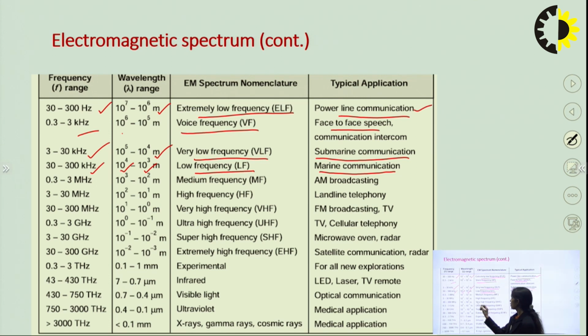Now come to the medium frequency range, which ranges from 0.3 to 3 megahertz, and it has great applications in AM broadcasting. From the foundation of this frequency range, basically the communication is going to start. So in this frequency range we have basic communication started due to the advancement of AM broadcasting.